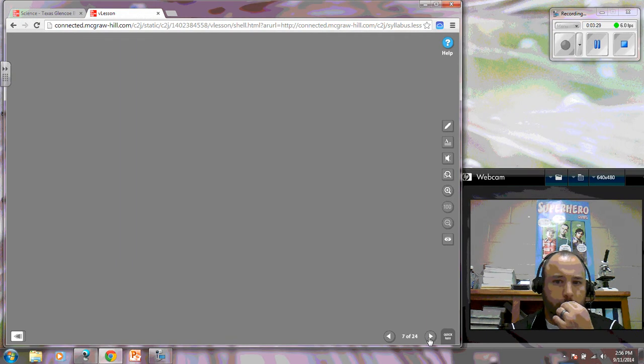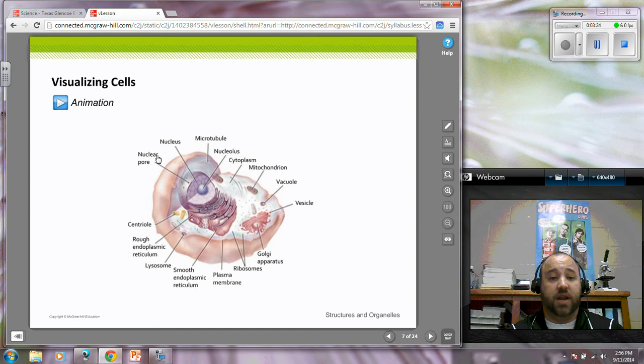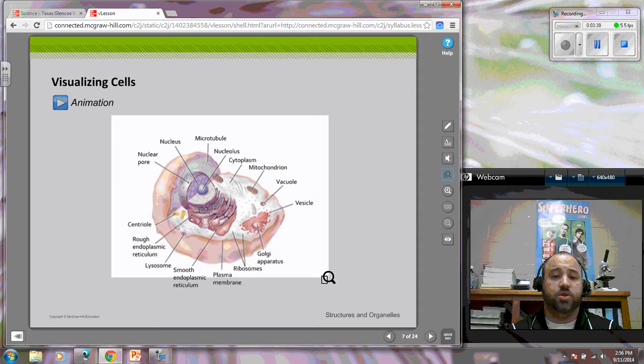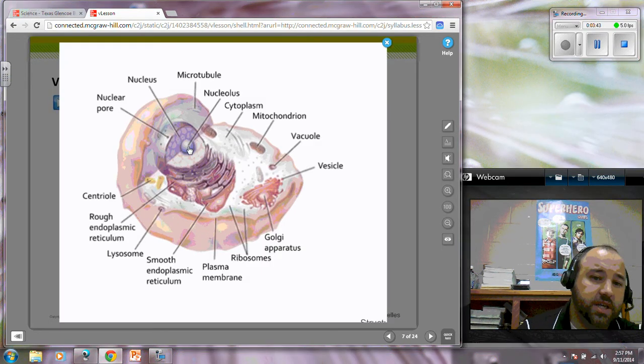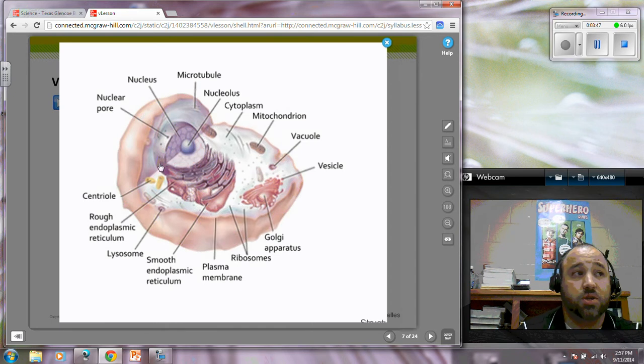So as we get into this, right here is all the different organelles that we're going to look at. So let's just zoom in. We're not going to do the animation. We have microtubules. We have a nucleus. Realize this whole thing, this whole purple thing right here, that's our nucleus.